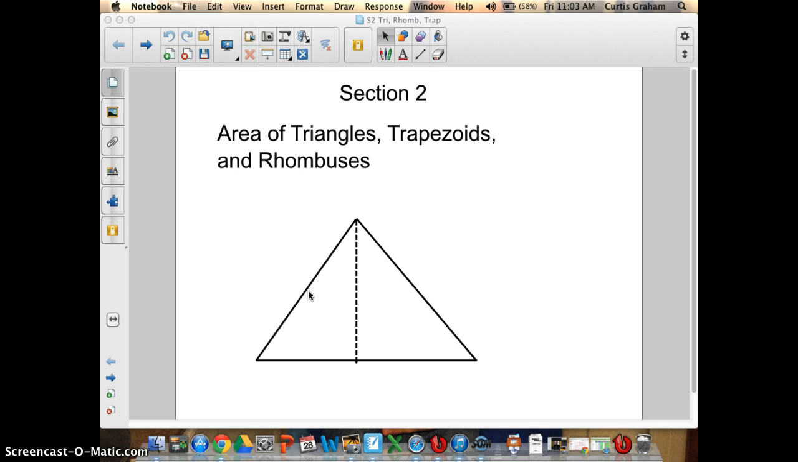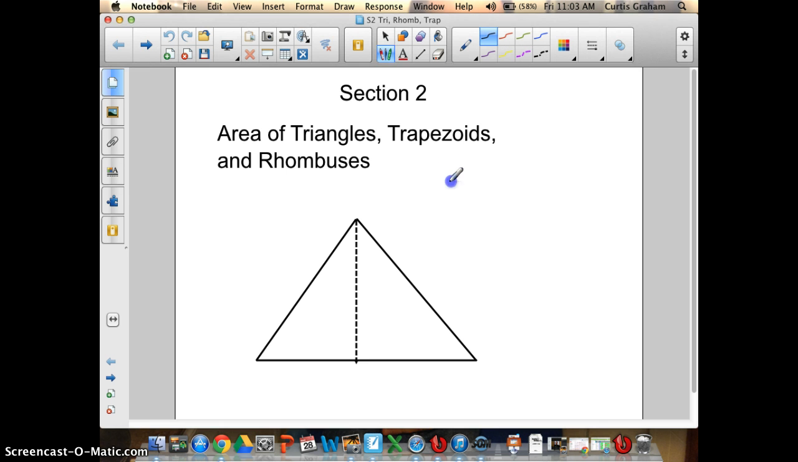So, first thing we're going to start off with is explaining the area of a triangle. You guys should already know what this is, but I'm going to go ahead and put it up there anyway. The formula for the area of a triangle is area is equal to 1/2 base times height, where height is represented by the altitude and base is the bottom of the triangle.